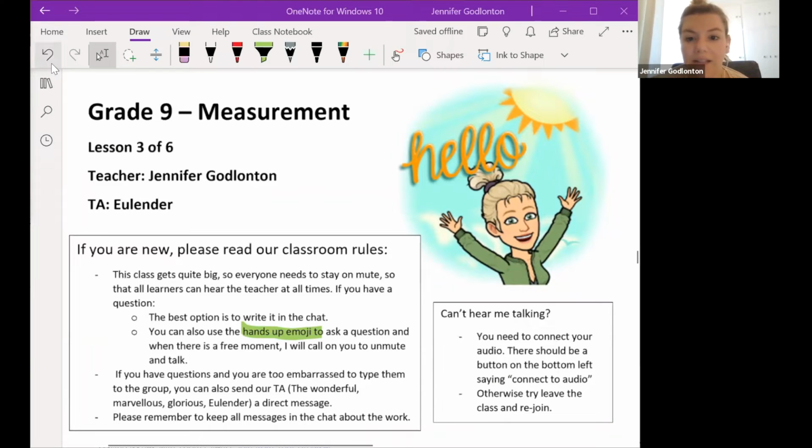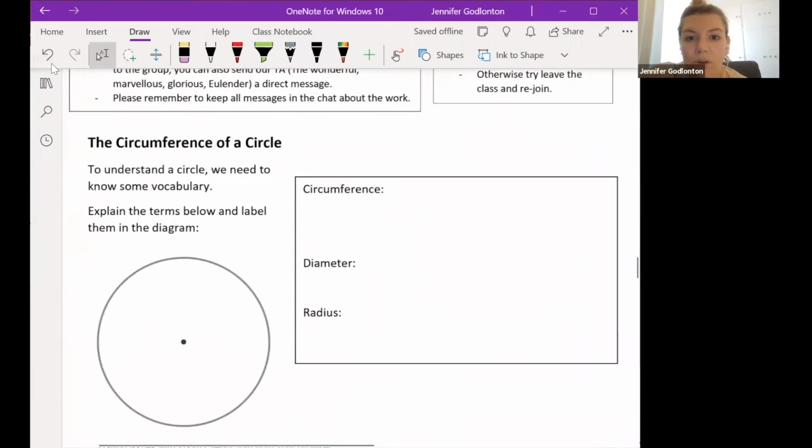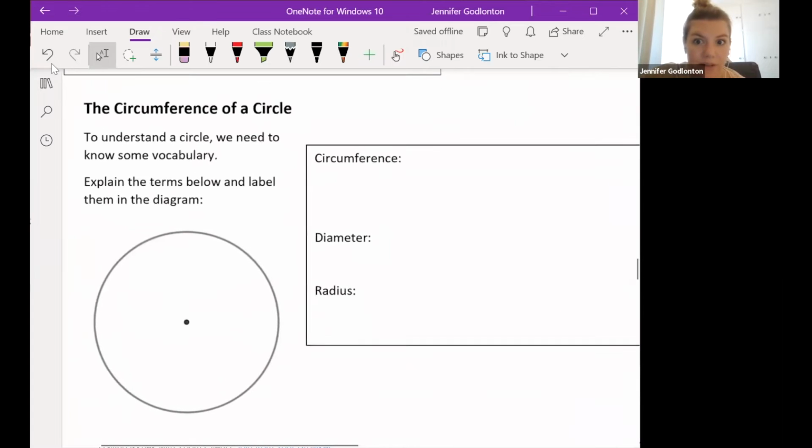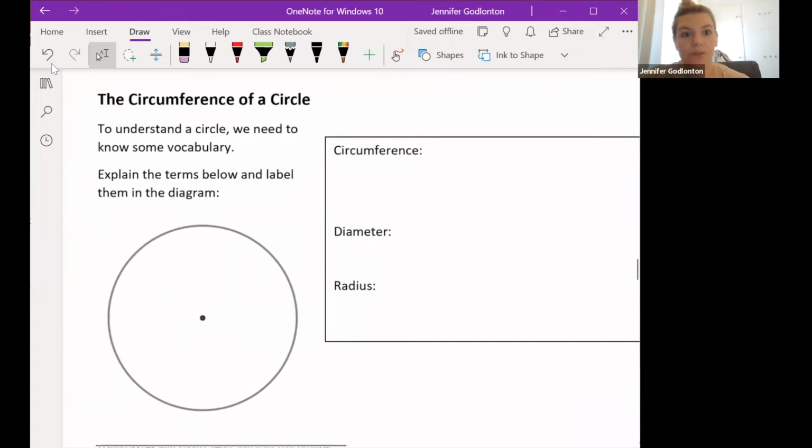We're going to look at the circumference of a circle. Okay, so we're going to bring some circles into today. Before we can actually start doing that, we need to understand what these different words mean, because we're going to be using them a lot today. So it's really important that we know what all of them mean.